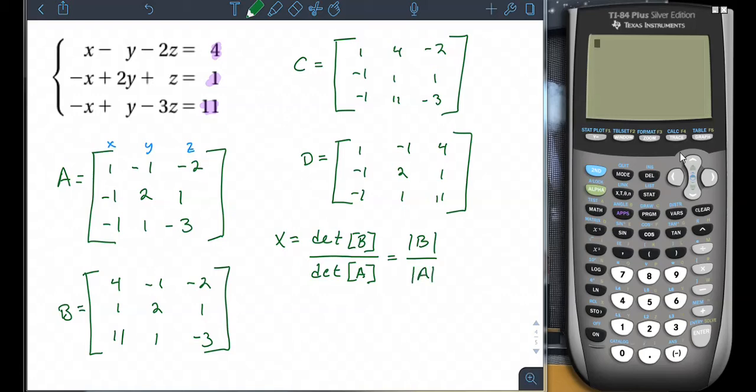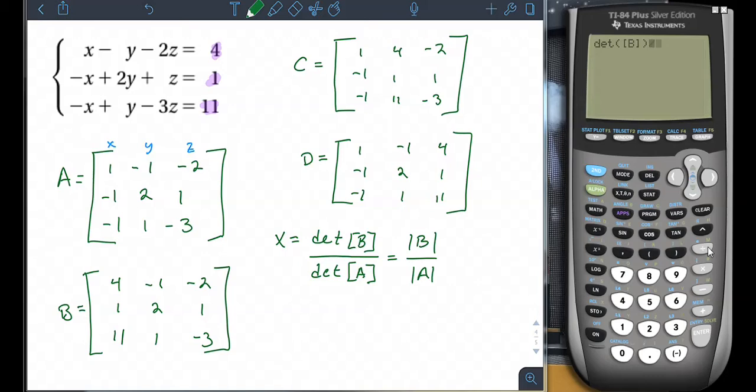How am I going to find that? I'm going to go back to my calculator. I'm going to press second matrix, and right here you see that you have a math menu. So I'm going to move right, and the first one says determinant. I'm going to press there. I want to find the determinant of B first. So I'm going to go again second matrix, go to B, and select it. And I'm going to close the parentheses. The parentheses is very important to close.